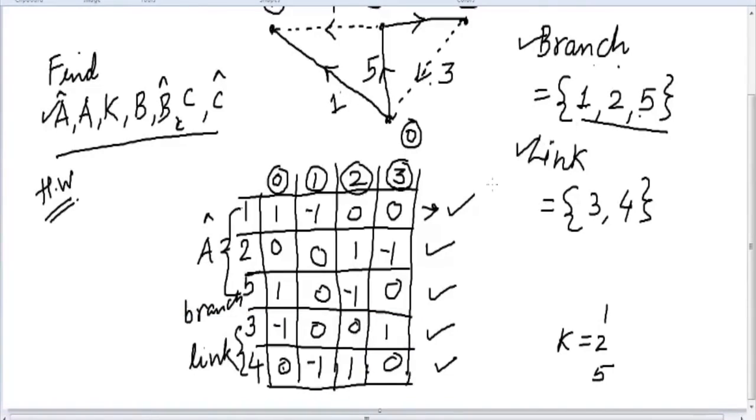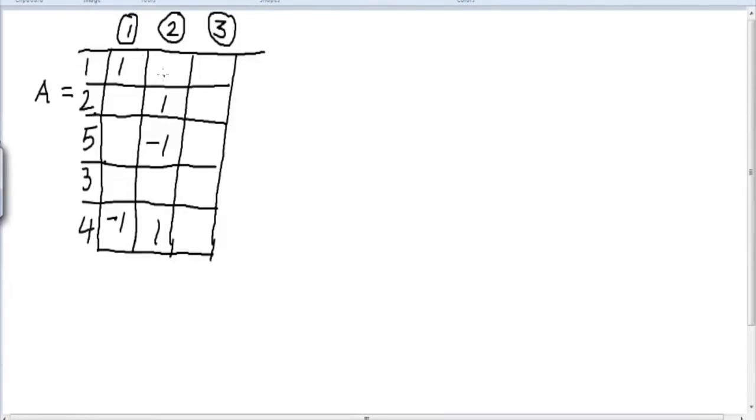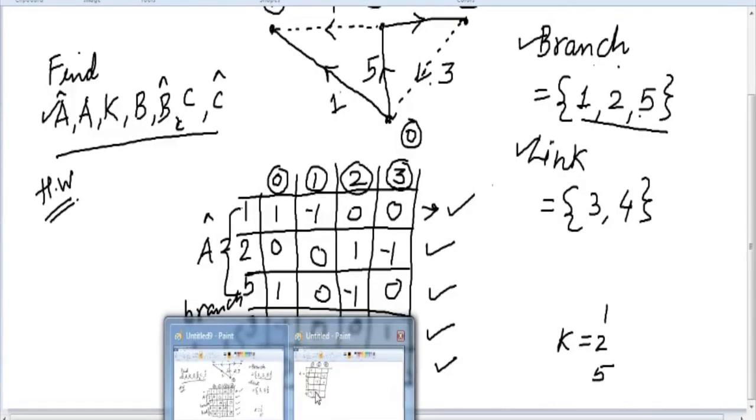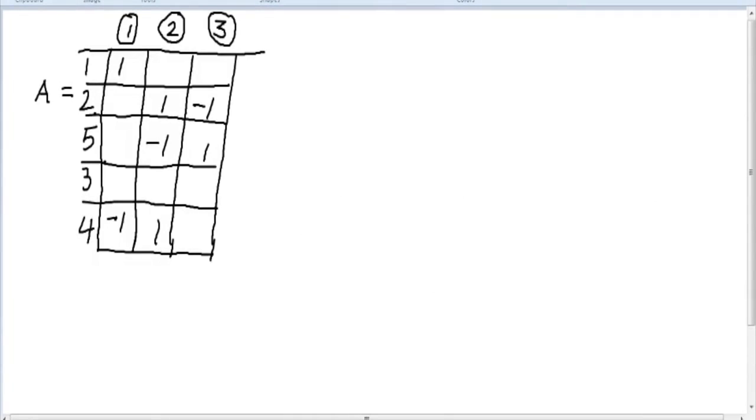The last is in this way. So minus 1, 1, based on the previous matrix. So minus 1, 0 and then 1, 0. So this is your bus incidence matrix, which is denoted by the alphabet A. So this is the answer of your second bit. Okay.